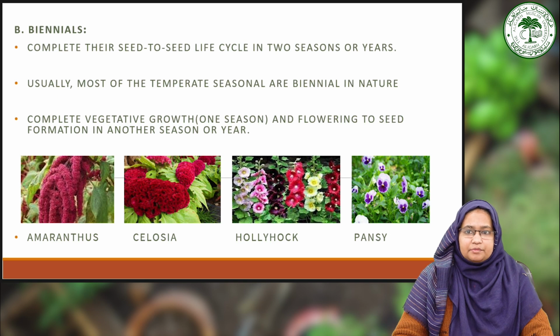Next type is biennials, which complete their seed to seed life cycle in 2 seasons or years. Usually, most of the temperate seasonals are biennial in nature, completing vegetative growth in one season and flowering to seed formation in another season or year, like we can see amaranthus, celosia, hollyhock, pansy. All these are examples of biennial plants.